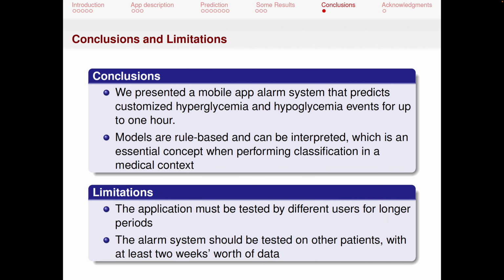As a conclusion, we presented here a mobile application alarm system that predicts customized hyperglycemia and hypoglycemia events. We obtain rule-based models that can be interpreted by the medical staff, and we have some limitations. The application must be tested by different users for longer periods, and the alarm system should also be tested with at least 2 weeks of data.